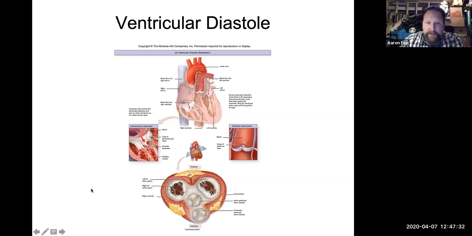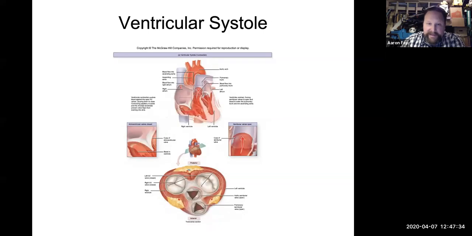Now, you definitely want to have these things very clear in your brain. Ventricular systole. In ventricular systole, ventricles contract, AV valves close, blood is ejected from the ventricles.